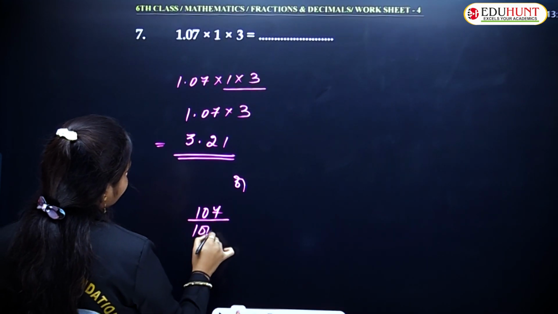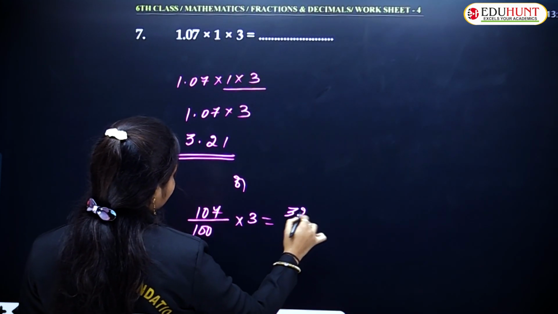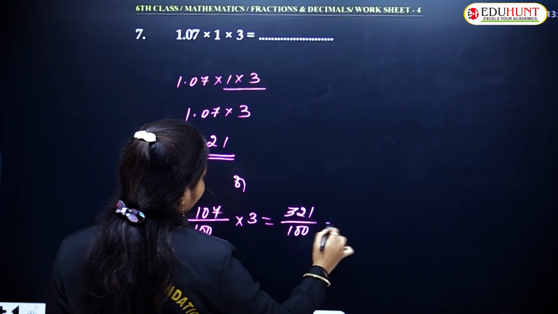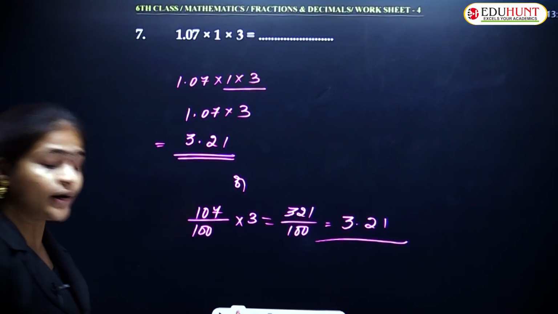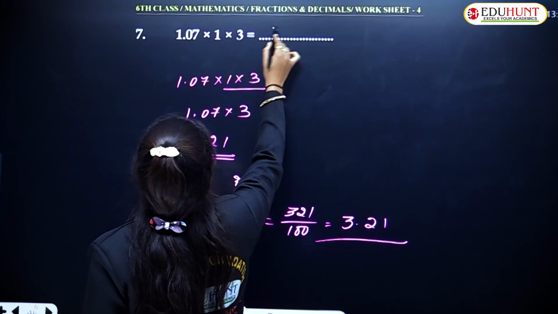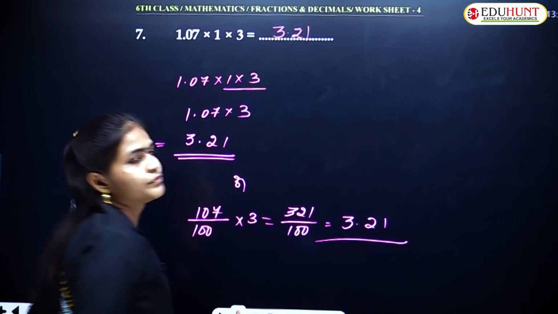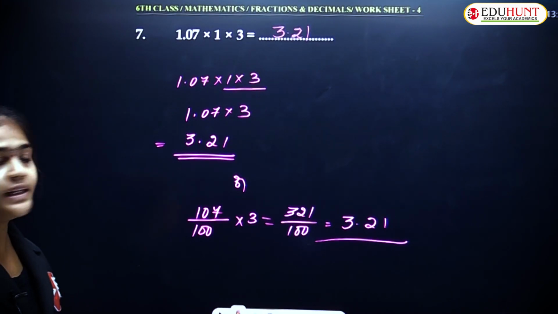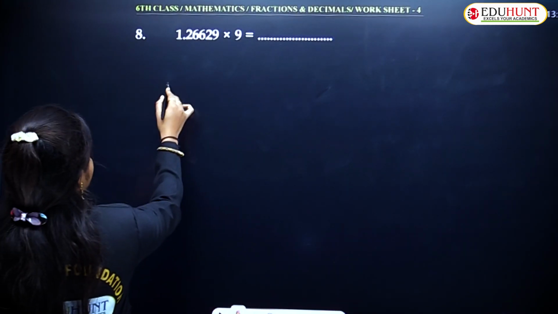Or 107 by 100 into 3. So 107 into 3 equals 321 by 100. We can write this as 3.21. 3.21. So here which option is not there, no? So that's why 3.21. What is the answer here? 3.21.